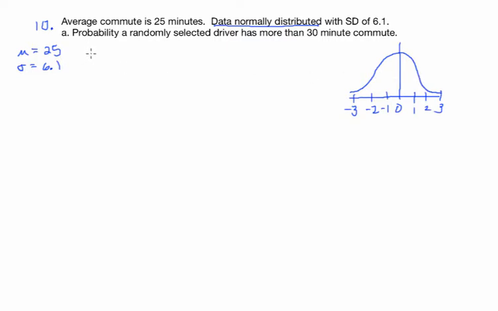A, find the probability that a randomly selected driver has more than a 30-minute commute. So we want to know the probability that our x value is greater than 30. So the data value we're talking about is 30. I have to find the z-score that goes with that, plug it into my formula, and I find that that z-score is 0.82. So then I go to my table and I look up the probability that I'm to the left of that z-score. It's 0.7939.